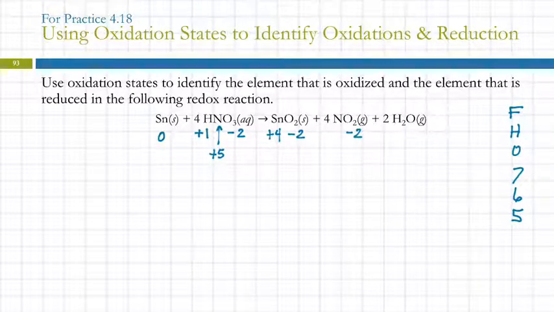What does the nitrogen need to be? +4. The nitrogen is not automatically going to be the same thing as it was over here. In fact, it's often going to change. So we have 2 oxygens. They're each -2 in oxidation state, so that one nitrogen has to be +4.